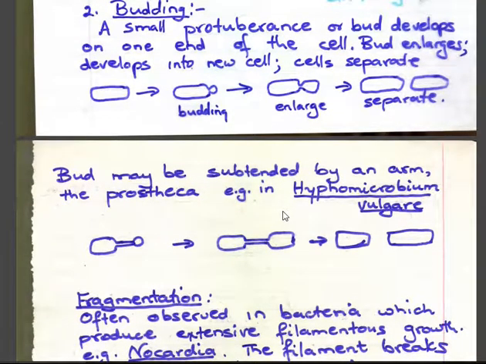Okay. Sometimes during budding, the cell will produce an arm first, and this arm is called a prostheca. And then the protuberance will be born at the end of this prostheca. And the bud will then enlarge, and then the 2 cells will separate at the prostheca. An example of a cell that will do that is Hyphomicrobium vulgare.